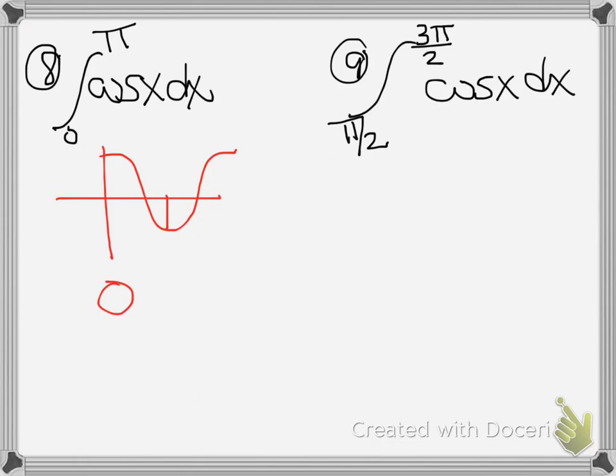So that guy is 0. And then we're going to come over here, and we're going to go from pi over 2 to 3 pi over 2. That's this part down here using the same graph. So that guy is going to be negative 2.